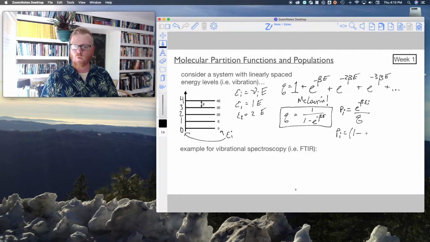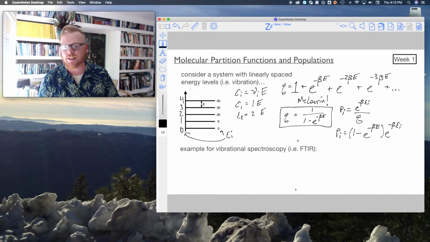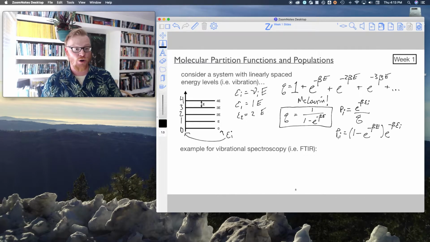I get 1 minus e to the negative beta E, big capital E, times e to the negative beta, and then I'm going to use this little lowercase eta E. Because now what that's going to allow me to do is whatever state I want to know, if I want to know about the second, third, or fourth state, then I can plug that value into here. But this remains as e to the negative beta eta E. Okay, beta E, excuse me.